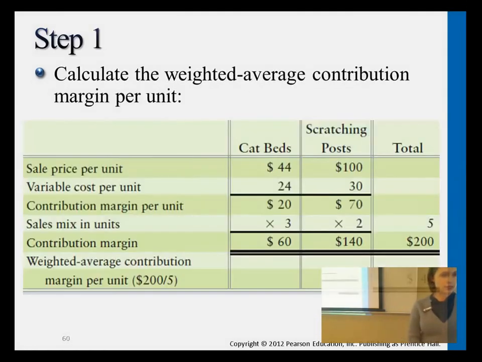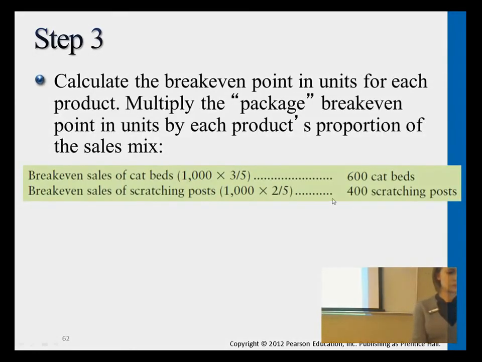I know from here that sales mix in units was 3 for cat beds and 2 for scratching posts. And I know that the total was 5. So I'm just going to use that information to figure out the proportion. So for cat beds, it's 3/5. And for scratching posts, it's 2/5. So that's how you will calculate the break-even sales for each product in that bundle. So for break-even sales of cat beds, you have 600 cat beds, and for scratching posts, it's 400. And we got it by multiplying 1,000 by 3/5 or 1,000 by 2/5. All right? But that's not it.